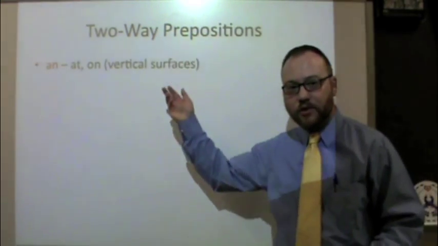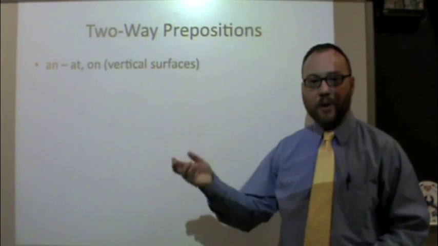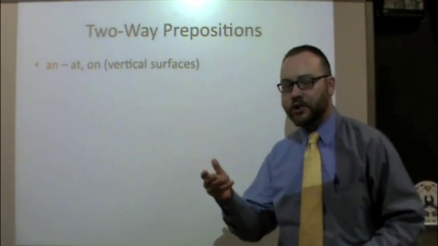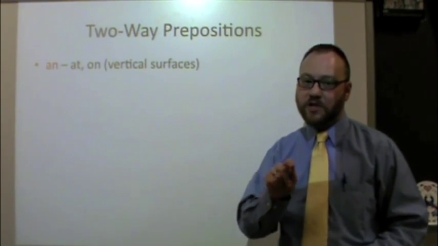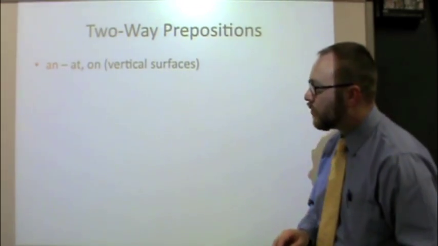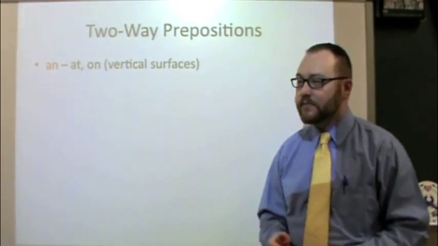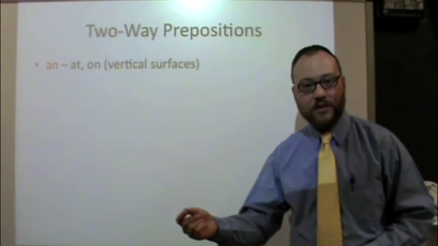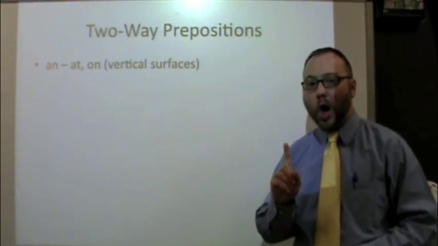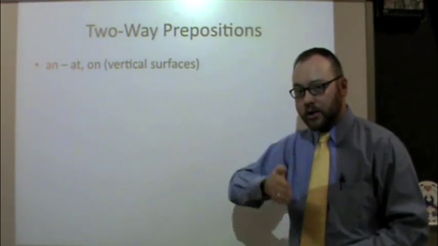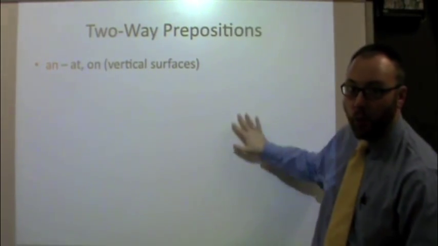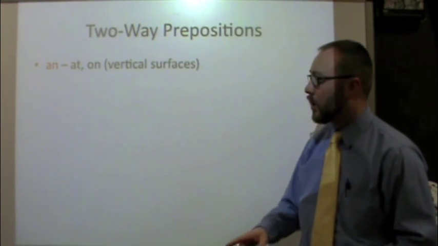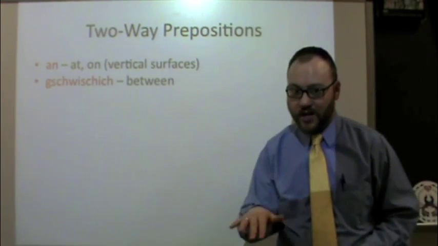Here's a list of the two-way prepositions. I'll give you the preposition plus the translation of the meaning in English. Please note that a lot of these prepositions have more than one meaning, okay? For example, an can mean at a location, but it can also mean on vertical surfaces. So like on a wall, vertical, not horizontal. This is important. There's a different word for horizontal.